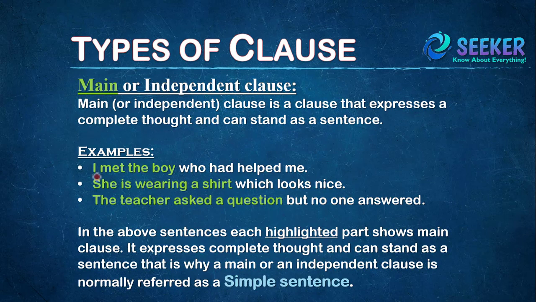So here, I met the boy is the main clause. She is wearing a shirt is also known as an independent clause. And the teacher asked a question. All of these highlighted parts show main clauses because they express a complete thought and can stand as a sentence. That is why a main or independent clause is normally referred to as a simple sentence. So all of these provide a complete thought, and these are also known as simple sentences.